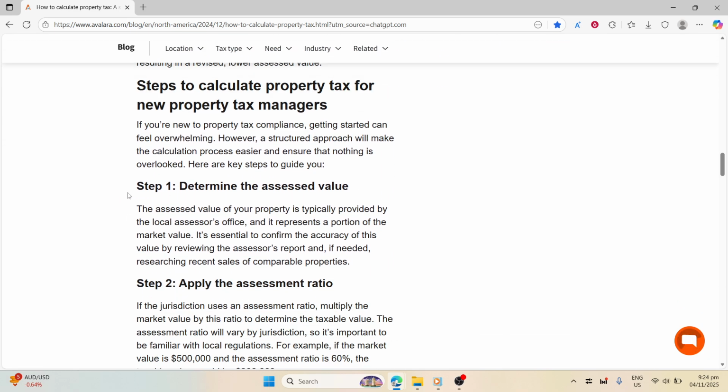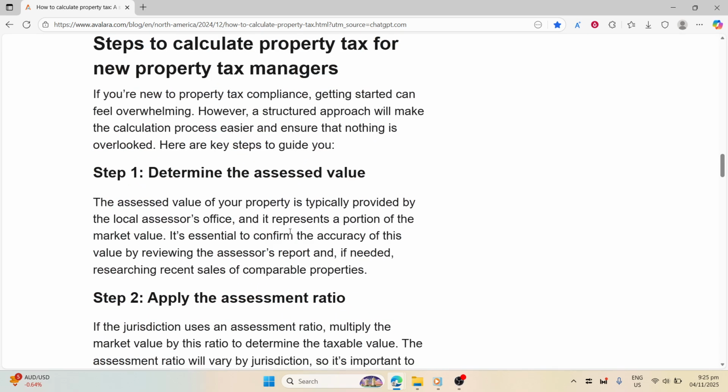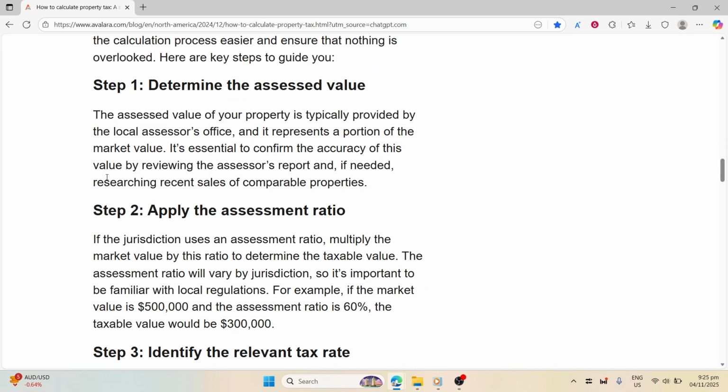The first step in calculating your property tax is determining the assessed value of your property. This is usually provided by your local assessor's office. Think of it as an estimate of your property's worth, which is then used to find out how much tax you owe. It represents a fraction of the market value, so it's important to double check this assessed value. You can do this by reviewing the assessor's report and possibly looking into recent sales of similar properties in your area to ensure everything lines up accurately.